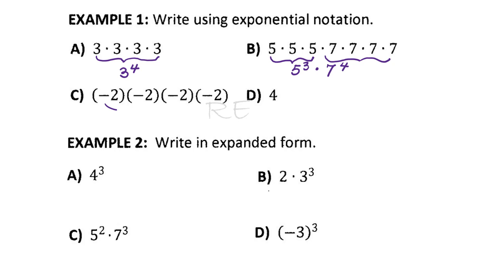7 to the 4th. Now be careful with parentheses. Keep the parentheses when you exponentiate, so it's -2 between parentheses to the 4th. If 4 is written without an exponent, the exponent is 1. So just 4 is equal to 4 to the 1. 4 to the 3rd is 4 times 4 times 4 in expanded form.